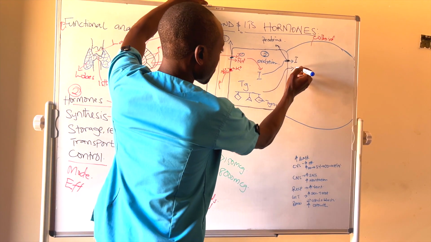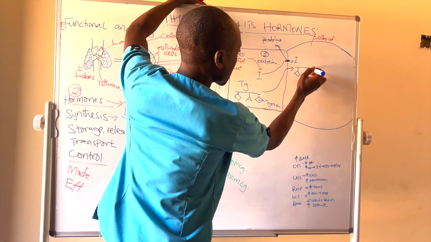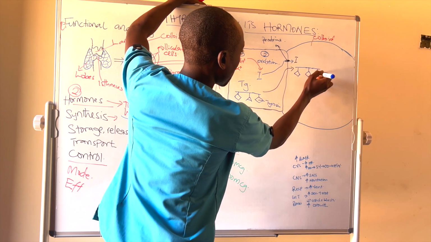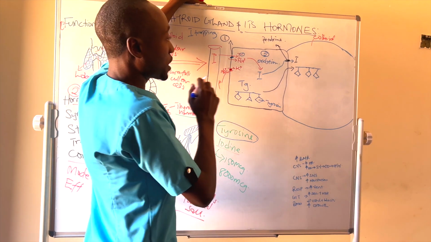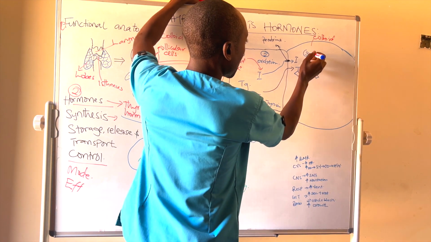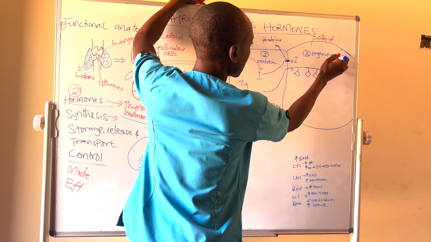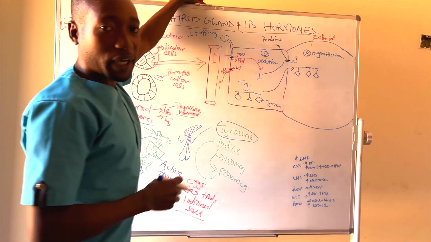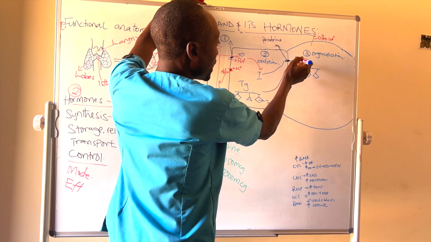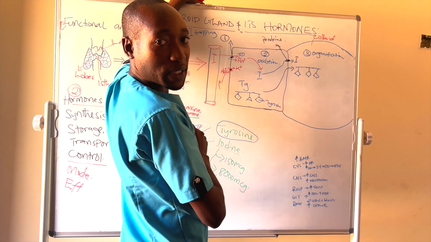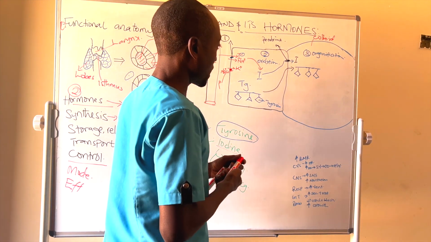Now that we have our two components that we need, our thyroglobulin that has tyrosine and iodine, the next step that is going to follow, this third step, is what we call organification. And what does organification mean? Organification means that we are going to get iodine and we add it to tyrosine. So, how does that happen?